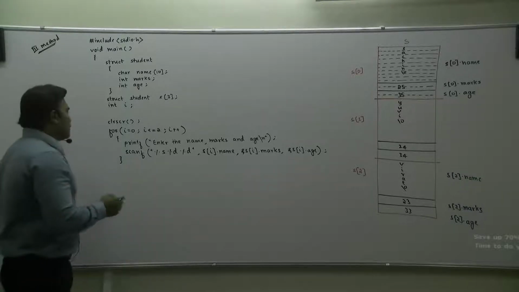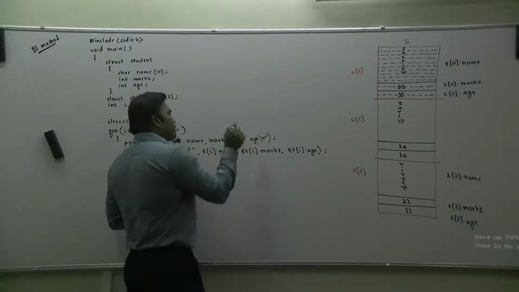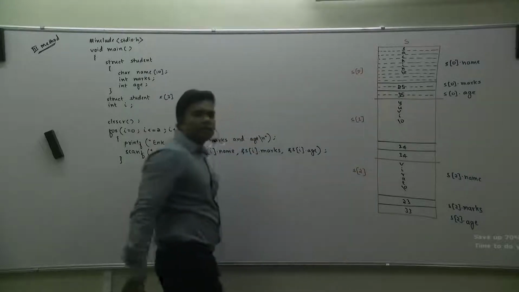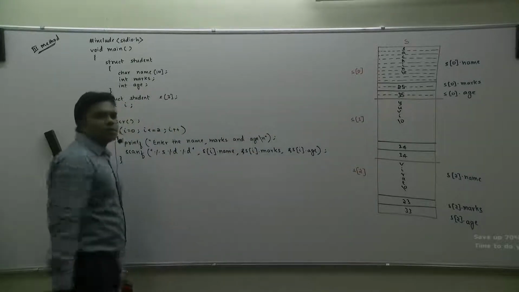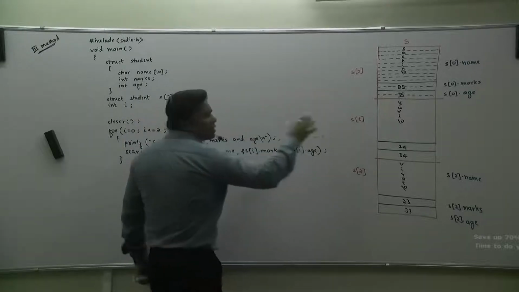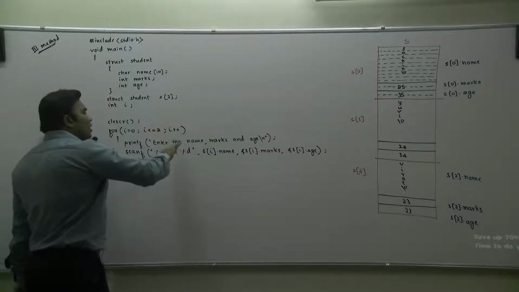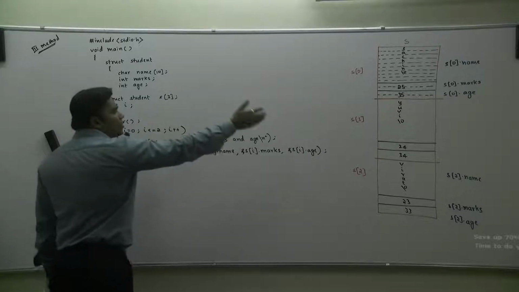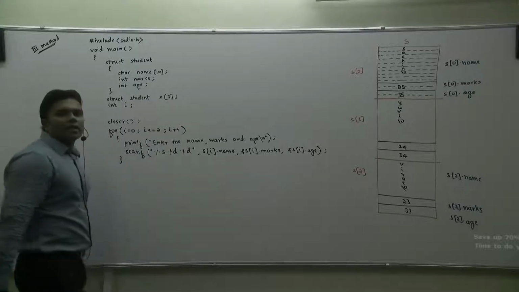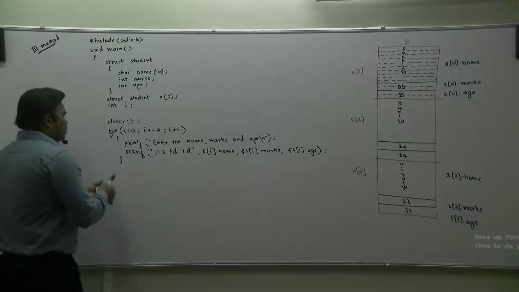For the first time i is 0, so in s of 0's name, s of 0's marks, s of 0's age, all that will go and sit. Next time when you loop, i becomes 1, so in s of 1's name, marks and age, all that will go and sit. Next, similarly, i becomes 2, so everything goes and sits there. So this is another way in which I can take the input. In fact, I can print it also.